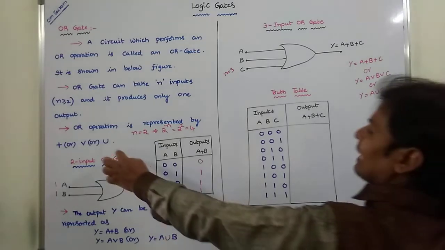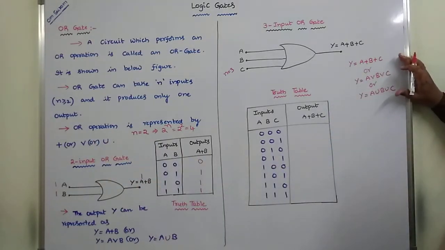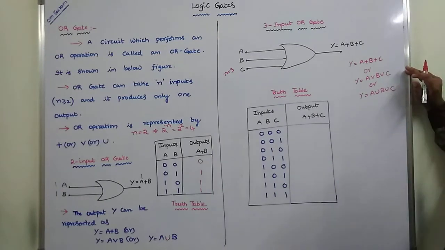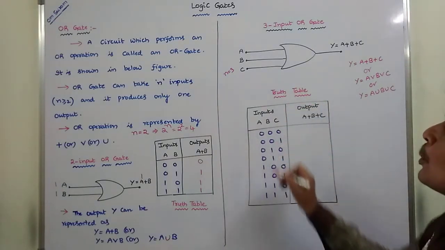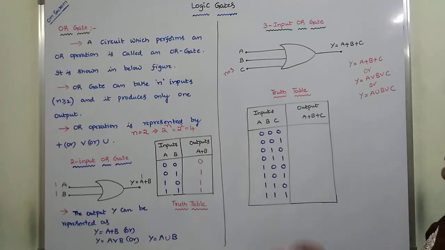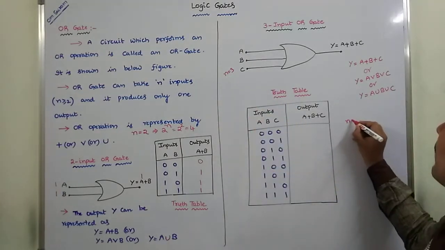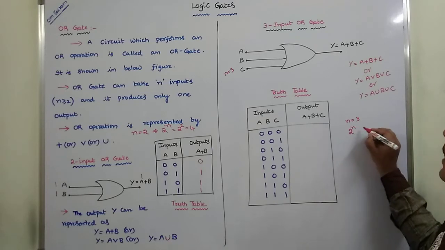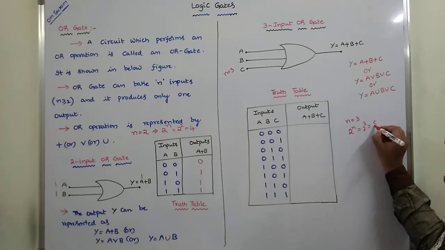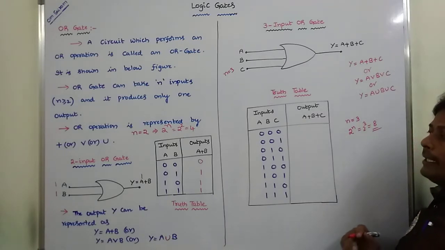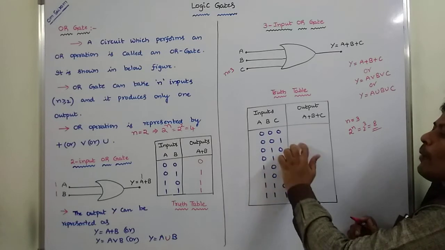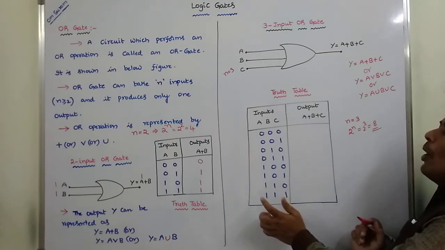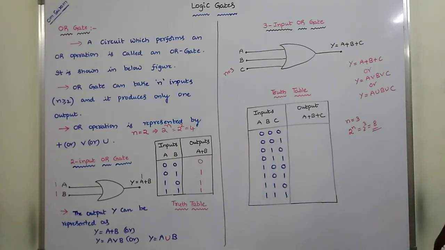So by using these three symbols, we represent the output of the three input OR gate by taking the three inputs A, B, C. Next, what is the truth table of the three input OR gate? Here n is equal to 3 inputs applied. So the number of input combinations is 2 power n, that is 2 power 3, equal to 8 input combinations: 000, 001, 010, 011, 100, 101, 110, 111. These are the input combinations.